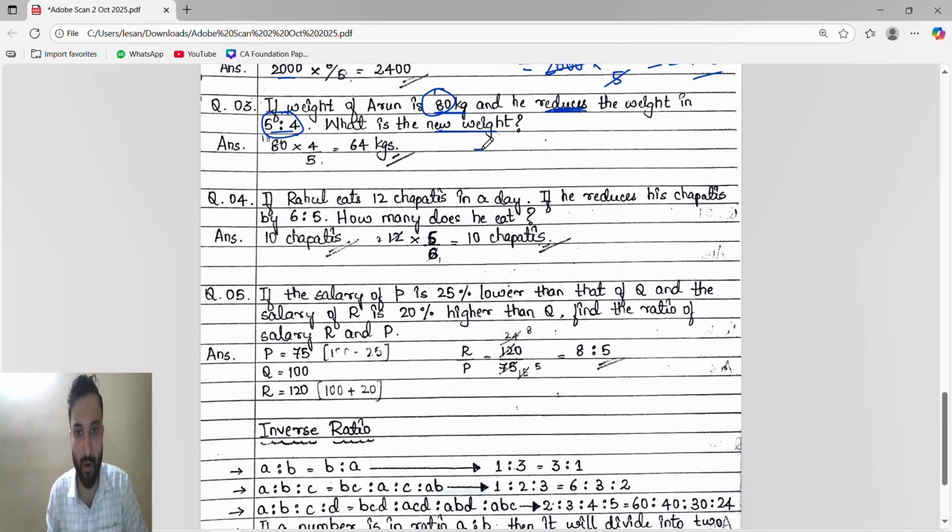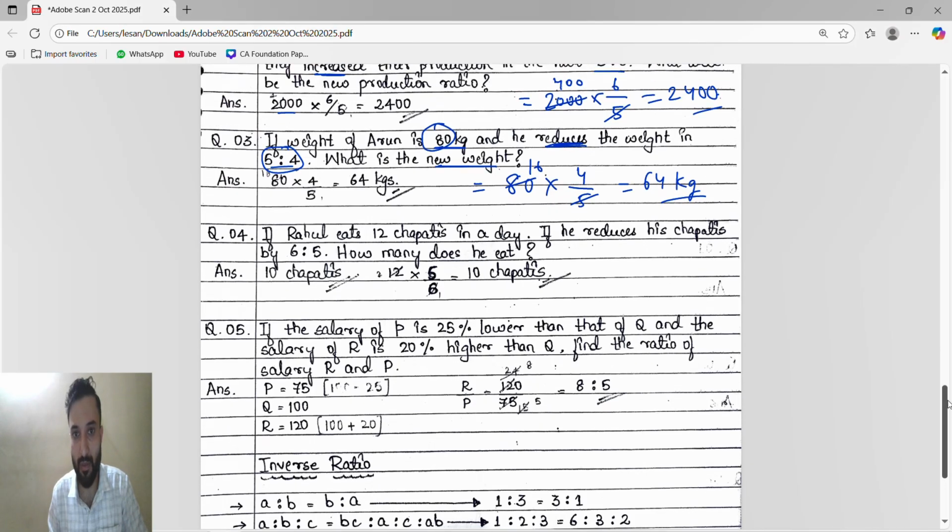So every time the formula will remain the same. We have to write down the quantity 80 into the inverse of the ratio. So the ratio was 5:4. Inverse means it will be 4:5. So 80 divided by 5 is 16. 16 times 4 is 64. So 64 kg.